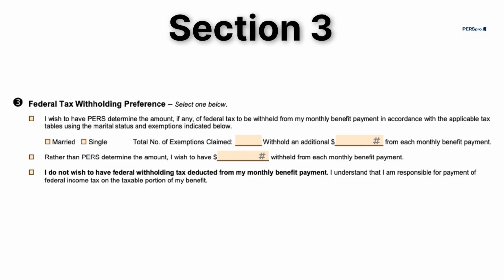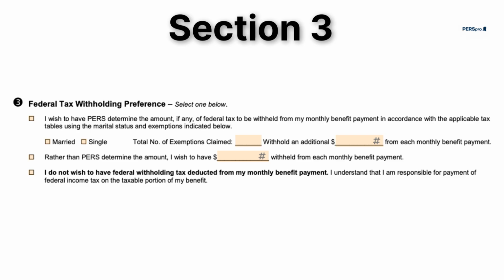You specify an exact fixed dollar amount to be deducted from every single monthly PERS retirement check, and that is exactly what will be withheld. Option 3, no withholding. You explicitly direct PERS not to withhold any federal income tax from your monthly benefit check.